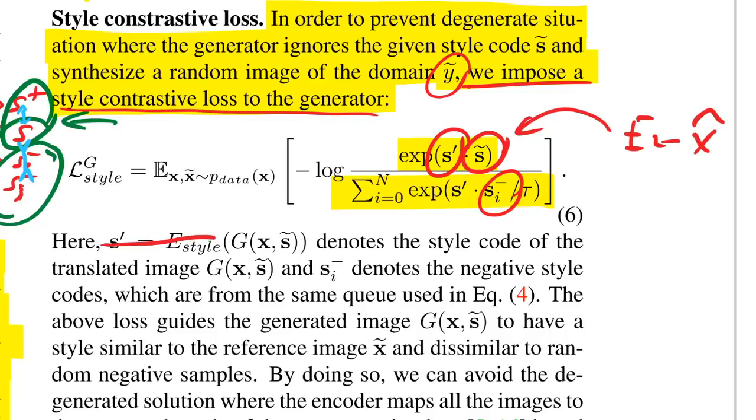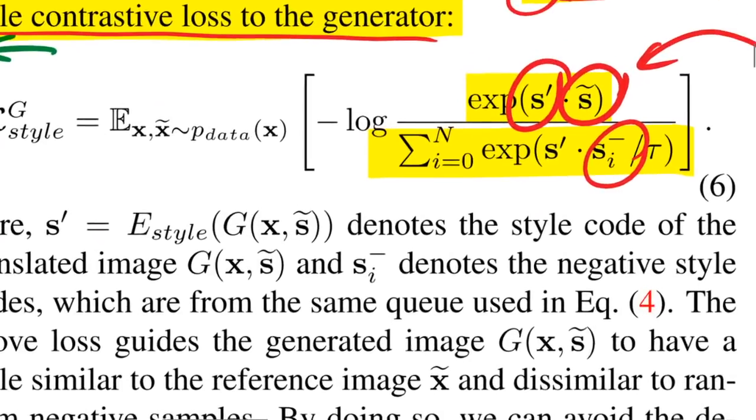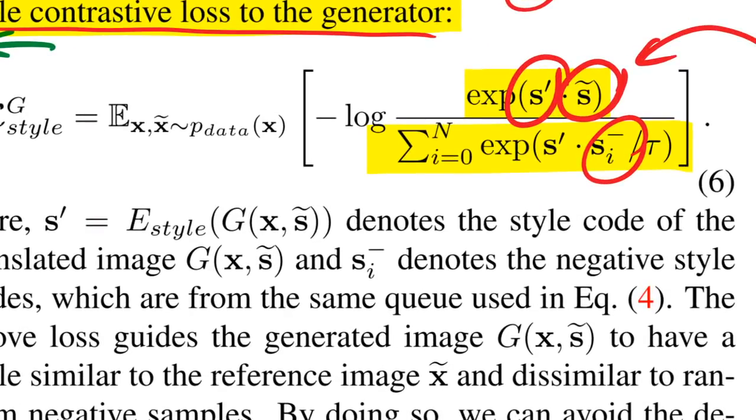S prime is going to be the round trip to the encoder. So if I generate my image from the source image X and the style S tilde of the reference, and then I ask my encoder again, what style does this have? I get the S prime. So it's kind of a round trip, right?